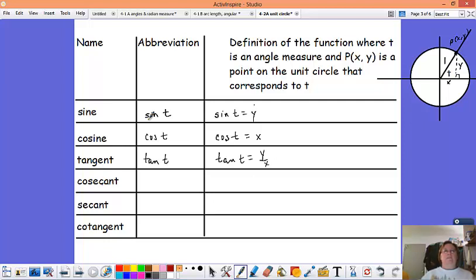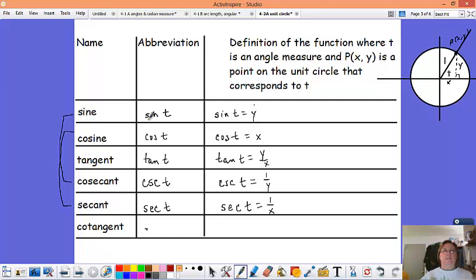The cosecant, folks, is the reciprocal function to sine. Cosecant and sine are reciprocals of each other. The abbreviation for that is CSC, and the cosecant for angle t is the reciprocal of its sine, hypotenuse over opposite, 1 over y. The secant is the reciprocal of the cosine, so these two go together, and that means the secant, abbreviated SEC, will be hypotenuse over adjacent, or 1 over x.